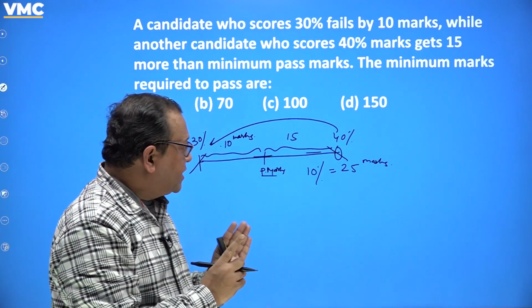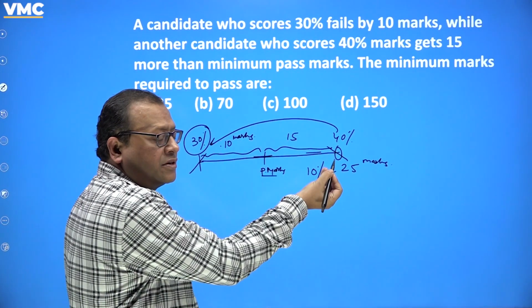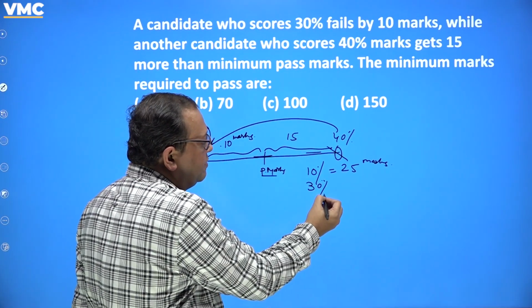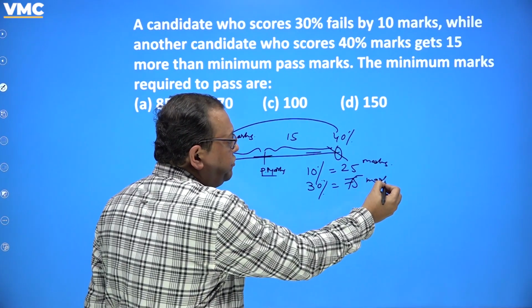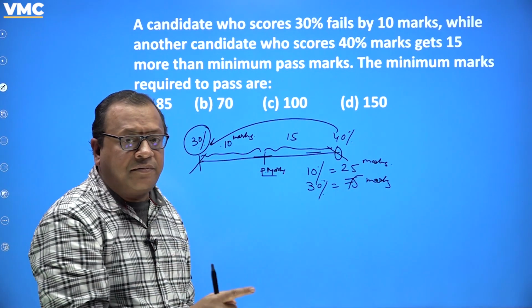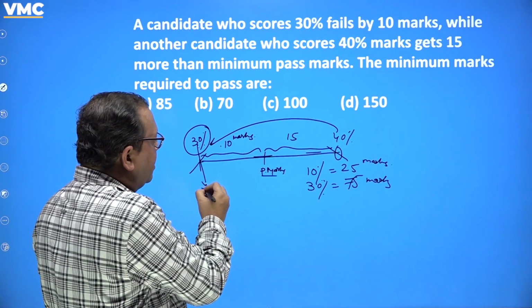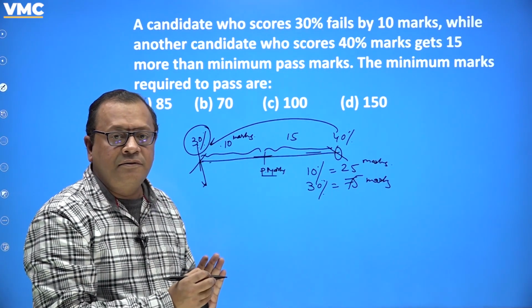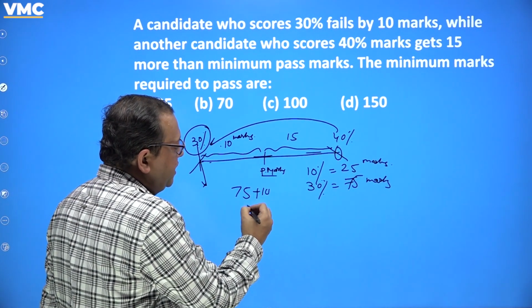So if 10% is 25 marks, what is the value of 30% or 40%? If I take 30%, what is the value of 30%? 30% is how much? 75 marks. Unitary method. 10% is 25, 30% is 75. Right? So this guy gets 75 marks and he fails by 10 marks. Which means the pass marks is 75 plus 10, which is 85.